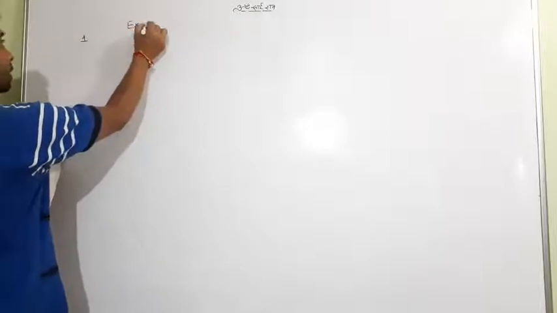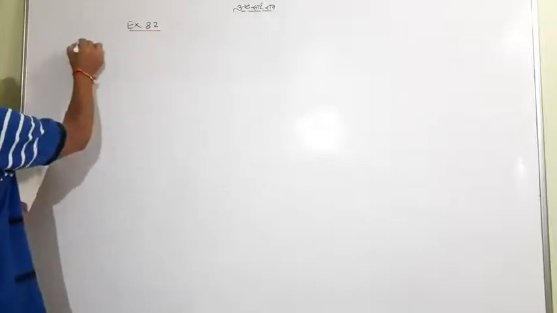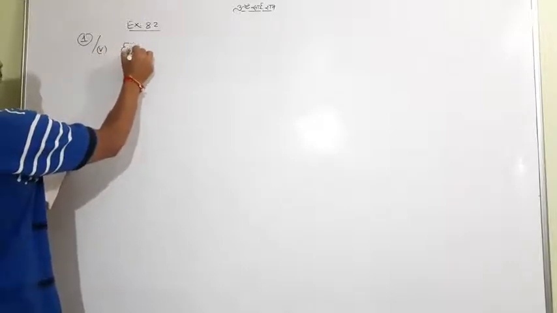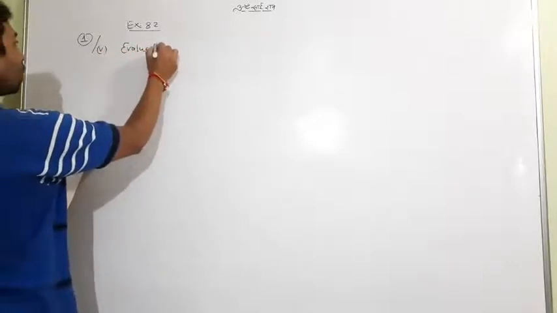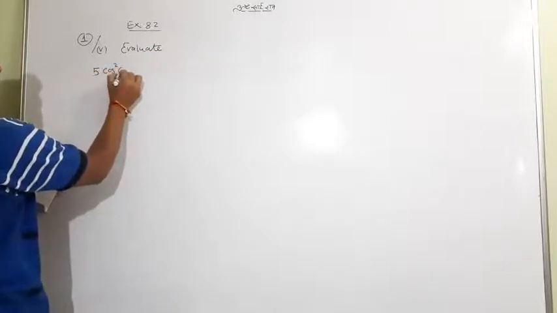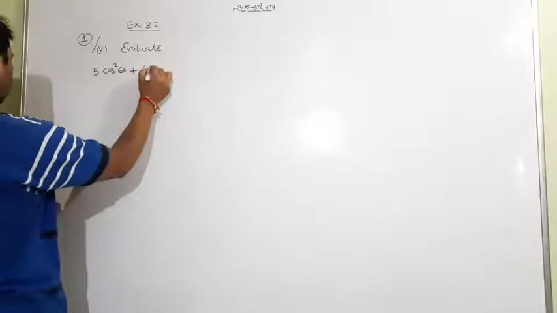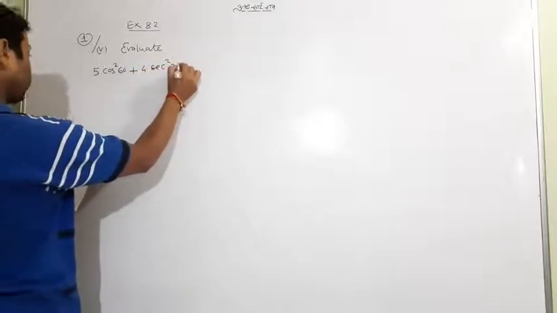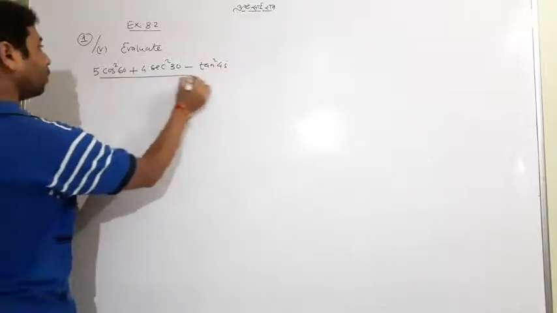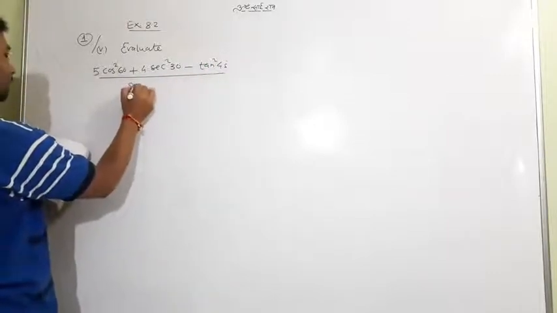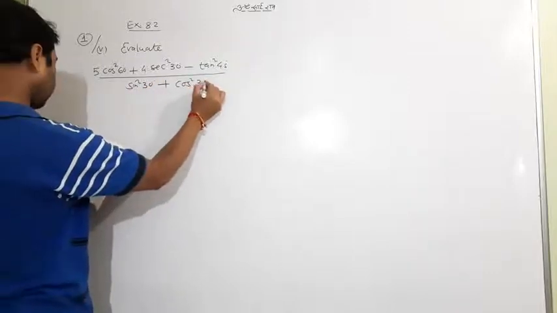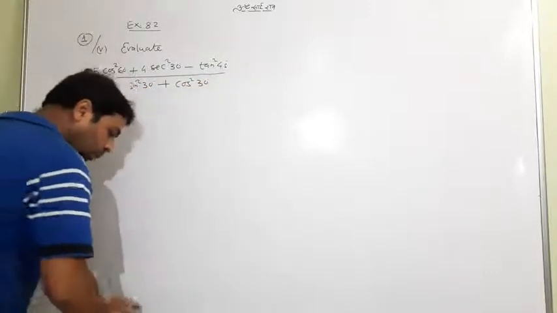We are doing exercise 8.2, and under the first question I am discussing the fifth one. Evaluate the following: 5 cos square 60 plus 4 sec square 30 tan square 45 upon sin square 30 plus cos square 30. This is a very simple question.